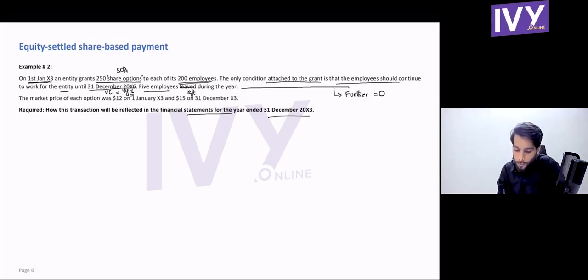Examiner says the market price of each option was $12 on 1st January X3. So $12 is basically the fair value at grant date, right? It talks about 1st January's fair value. 1st January was your grant date. And then it says $15 on 31st December X3. So that means a $15 fair value is also given, which is the fair value at 31st December 20X3, which is the reporting date, my friends.